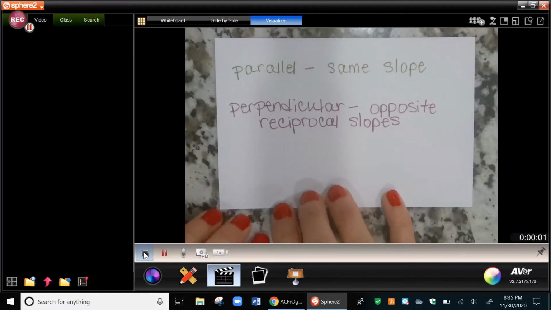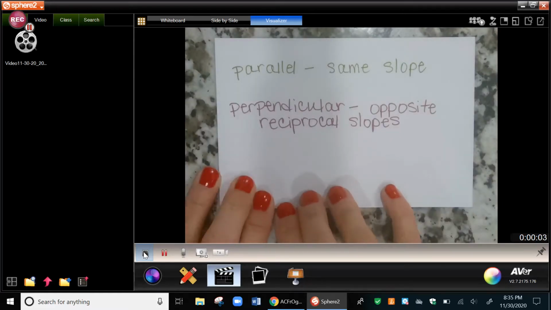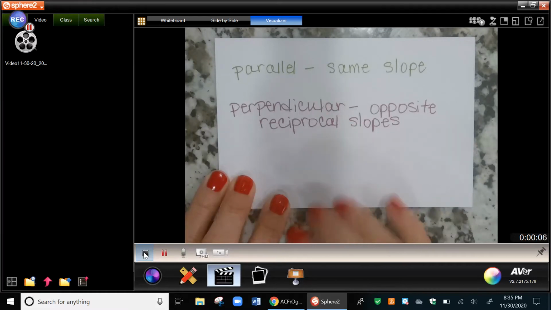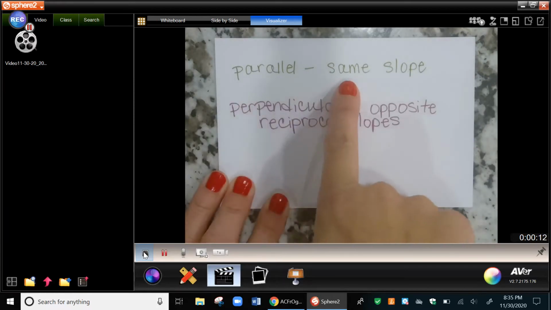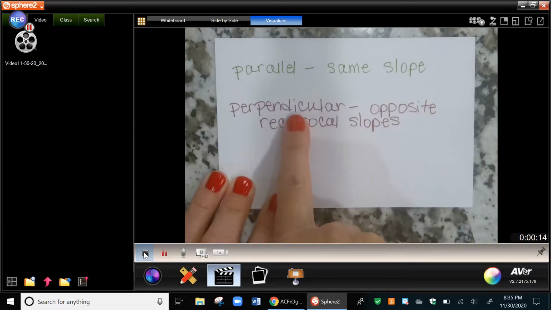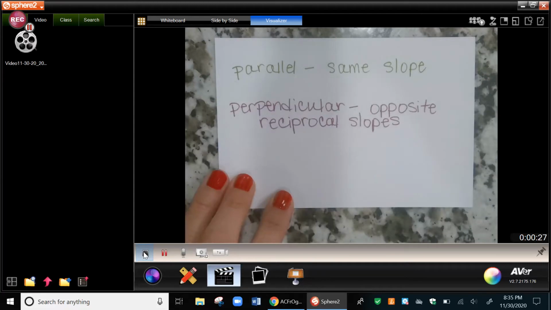Okay, let's review what we talked about in class yesterday. When we have two linear equations, we can tell if those lines will be parallel lines, if they have the same slope, or perpendicular lines, where they would have opposite reciprocal slopes. That means if you have a fraction and you flip it upside down, and then one of those slopes would be positive and one is negative, we would call those opposite reciprocal slopes.